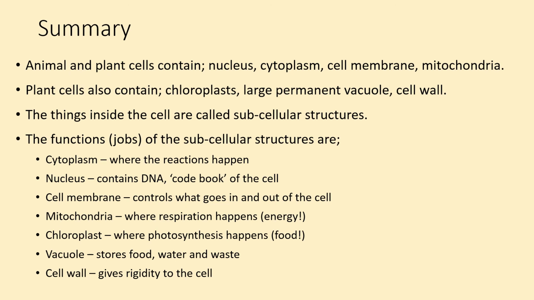Cell membrane controls what goes in and out of the cell. Mitochondria is where respiration happens to provide energy. Chloroplasts are where photosynthesis happens to provide food. The vacuole stores food, water and waste. And the cell wall gives rigidity to the cell and, in fact, structure to the entire plant.